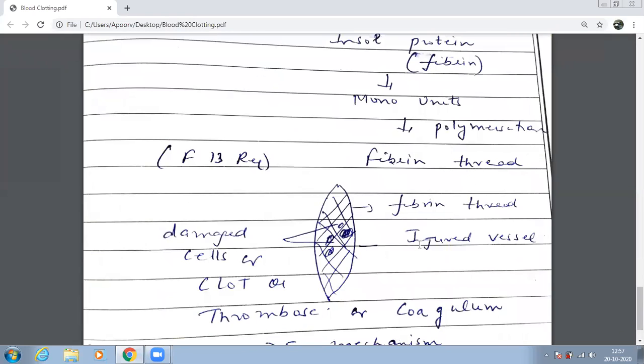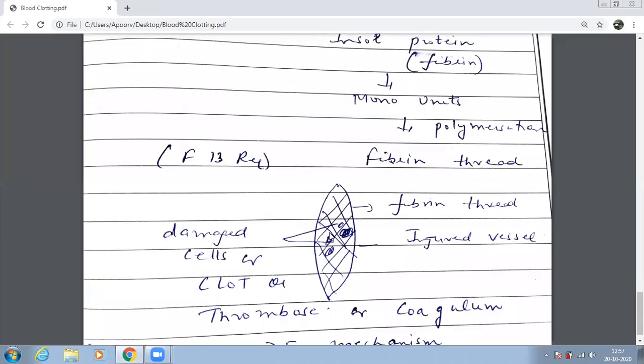Then polymerization will take place. You'll get long fibrin threads. Factor 13 is required over here for this step. And then, these fibrin threads are there. These are your damaged cells which collect over here on this mesh. They are known as clot.